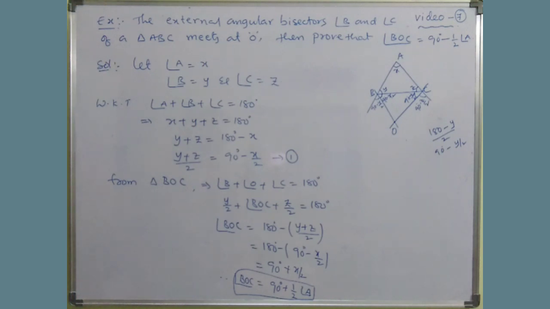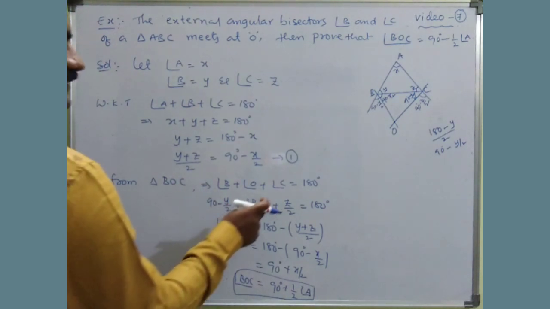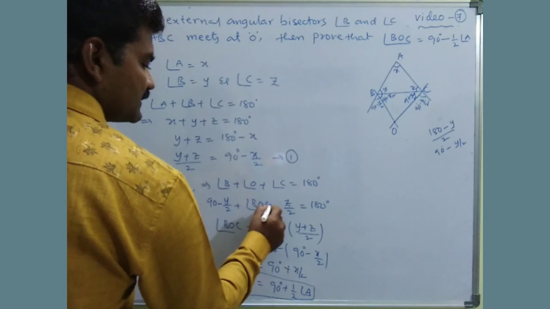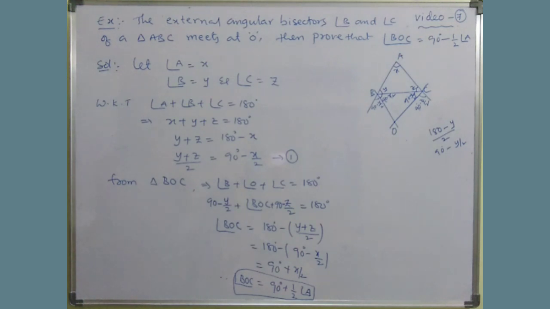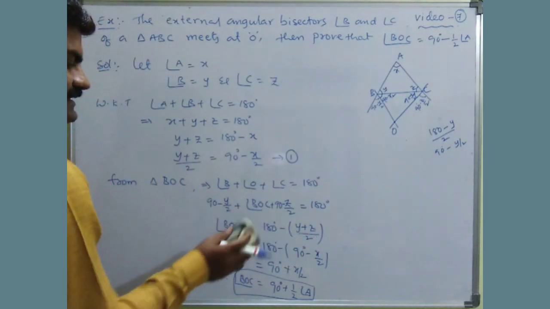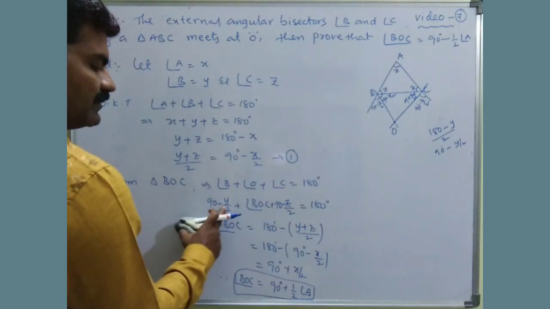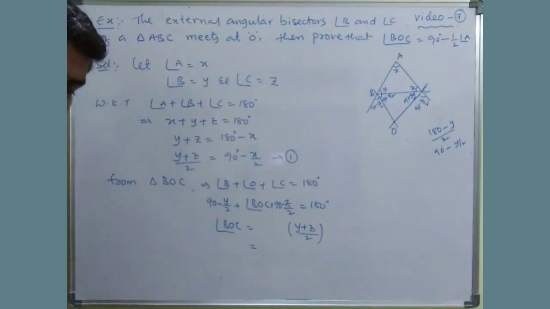Angle B plus angle O plus angle C is equal to again 180. Now angle B, here I can take as 90 minus y by 2, and even angle C I can take as 90 minus z by 2, isn't it? So 90 plus 90, 180, and 180 gets cancelled. And the minus of y by 2 and minus of z by 2, if you send that side, we'll get like this. Right children, do you understand?